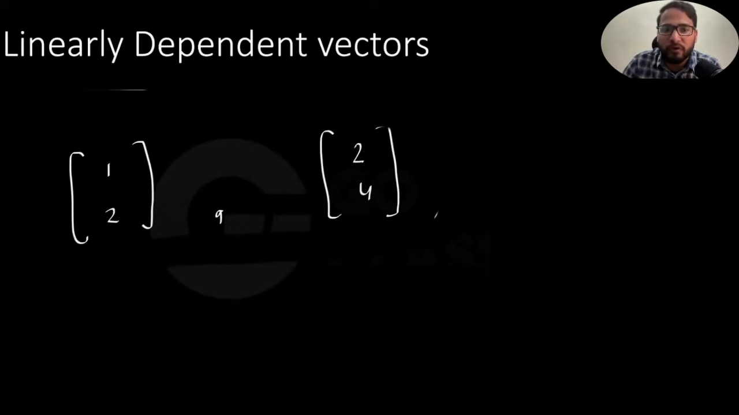Suppose instead of this 4, I have 5, then what will your answer be? Let me know. Instead of this 4, if I just have 5, then are these linearly dependent vectors?